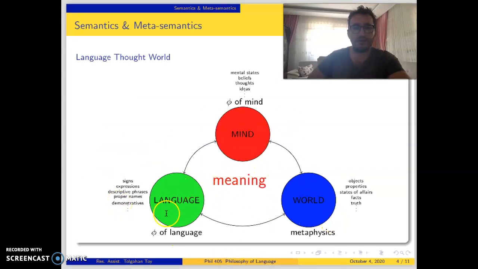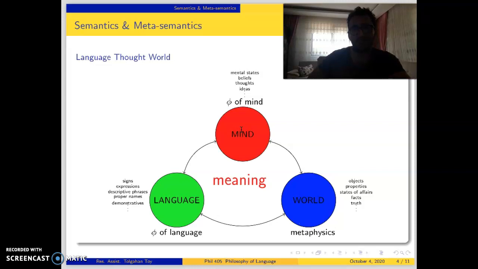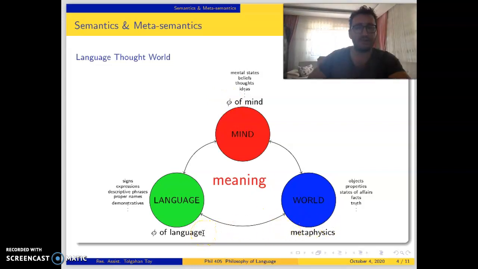In general, meaning is about language, mind, and world. We have on the language side descriptive phrases, proper names, expressions, etc. They refer to objects, properties, states of affairs, facts, truth in the world. And there is also mind, mental properties in relation to meaning and language, and also to the world. And we have this triangle of meaning in order to understand language. So philosophy of language has strong ties to philosophy of mind and metaphysics. In order to understand meaning, in order to understand philosophy of language, we must also work on philosophy of mind and metaphysics.